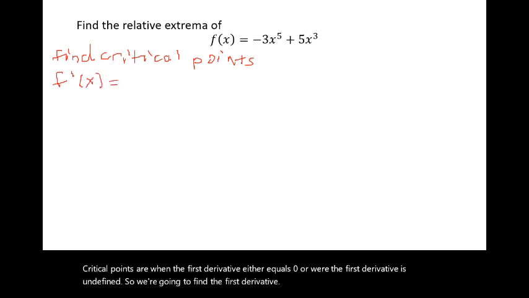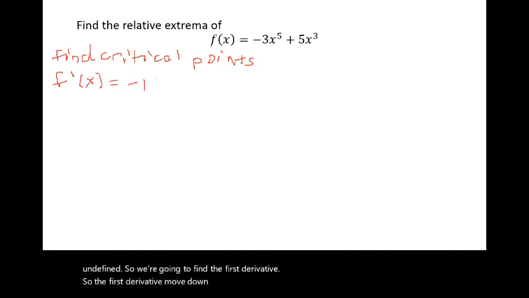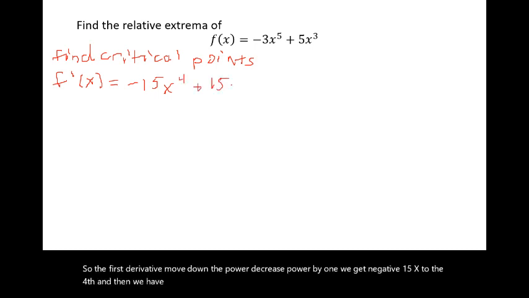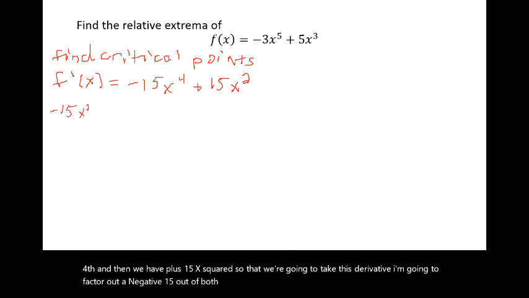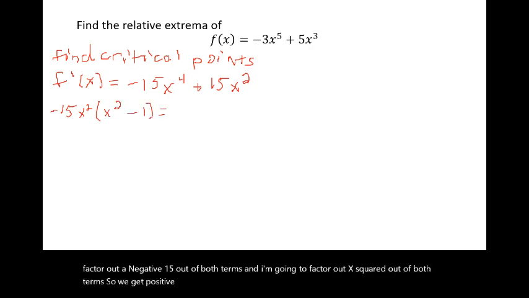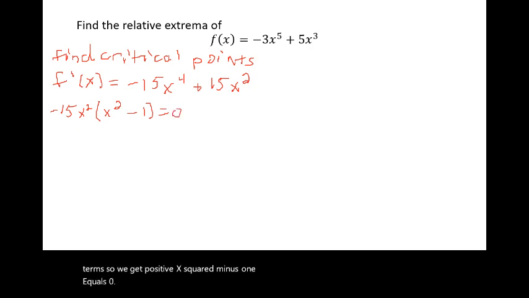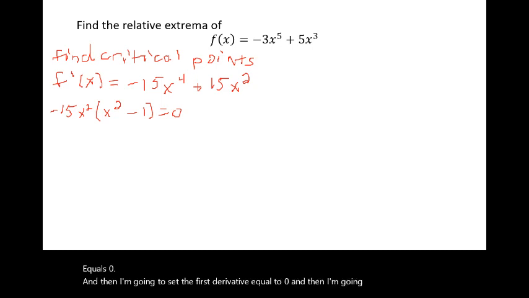So the first derivative, move down the power, decrease the power by 1, we get -15 x to the 4th, and then we have plus 15x squared. So then we're going to take this derivative. I'm going to factor out a -15 out of both terms, and I'm going to factor out an x squared out of both terms. So we get -15 x squared times x squared minus 1. And then I'm going to set the first derivative equal to 0, and then I'm going to solve for x.